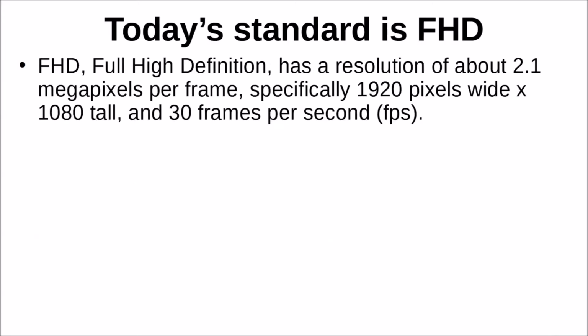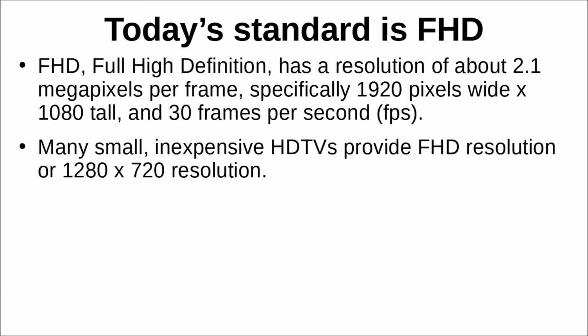Today's standard, what we call full high definition, has a resolution of about 2.1 megapixels per frame. And the actual frame size is 1920 pixels wide by 1080 tall. Also, the US standard for transmission is 30 frames per second. That is not quite so important as it used to be because it was tied into the frequency of AC current on the electrical grid. And that's what allowed TVs to sync with the signals from the TV stations. Now with digital signals and buffers and so forth, there's lots of frame rates possible.